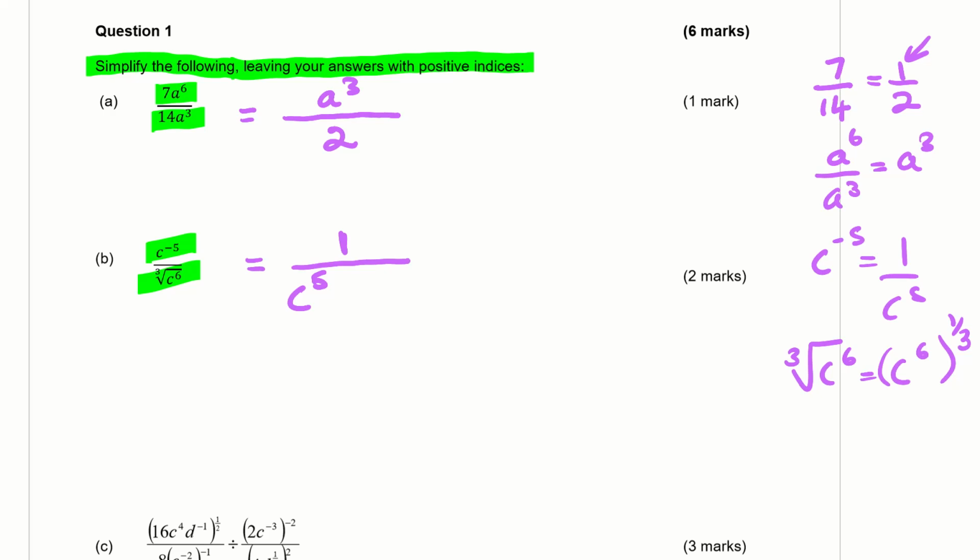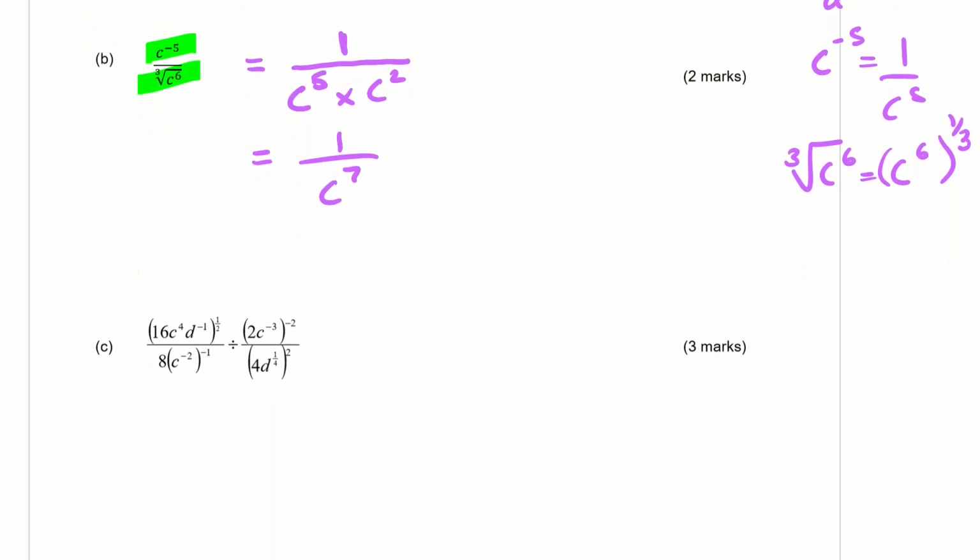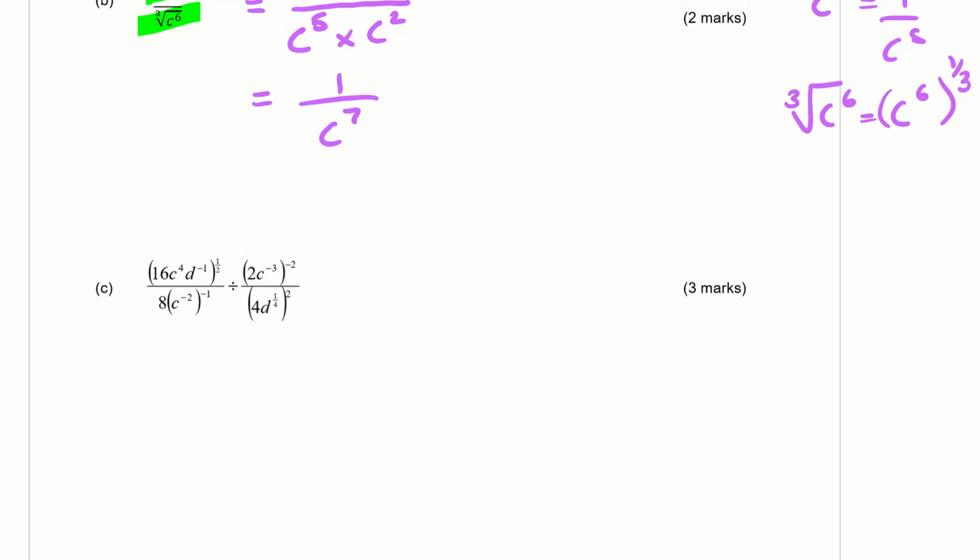And in this situation, we multiply the indices. 6 times a third is 2. So we'll have a c squared, and then we add the indices there. 1 over c to the power 7. Now this last one looks nasty, but we're going to have to just take it a step at a time. So let's consider this, and remember that a power outside a bracket like that means it applies to everything inside the bracket. Also remember that a power of a half is a square root.